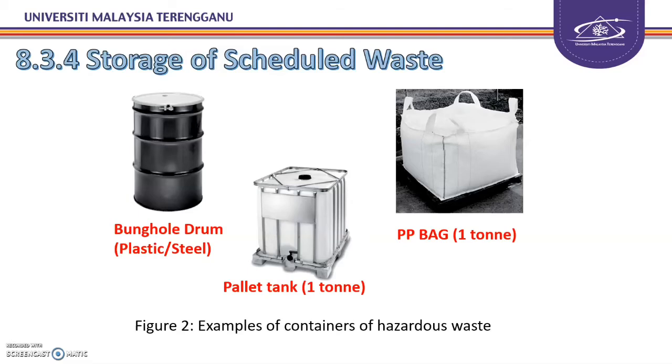Okay, then pellet tank, normally a 1 ton size, and PP bag also 1 ton size. Normally the PP bag is for solid hazardous waste. Okay, bung hole drums and pellet tanks are normally for liquid hazardous waste.